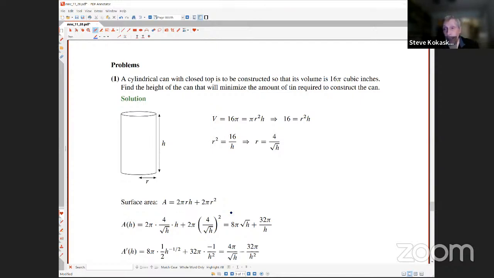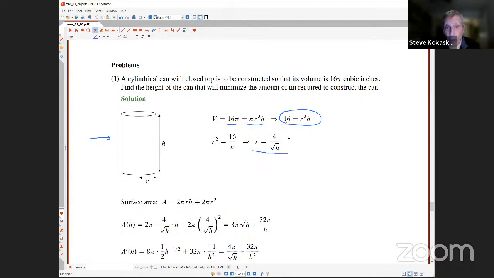As usual, what I tried to do is to draw a diagram. Here's my can over here on the left-hand side, and it's got a radius r and a height h. I've got to find the height of the can that's going to minimize the amount of tin required. In doing that, I will of course find the radius. What's the volume? It's 16 pi, and the volume of a right circular cylinder is pi r squared h. I canceled out the pi, so now I have a relationship between r and h. For whatever reason, I decided to solve for r this time.